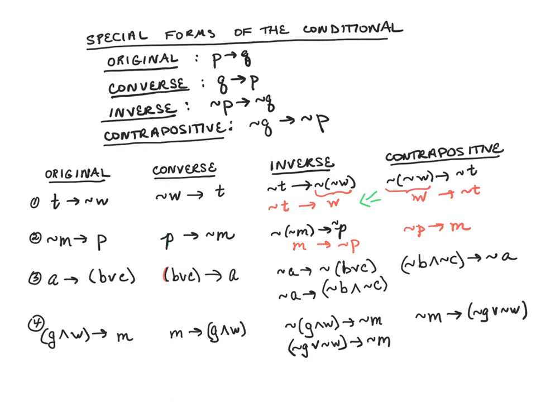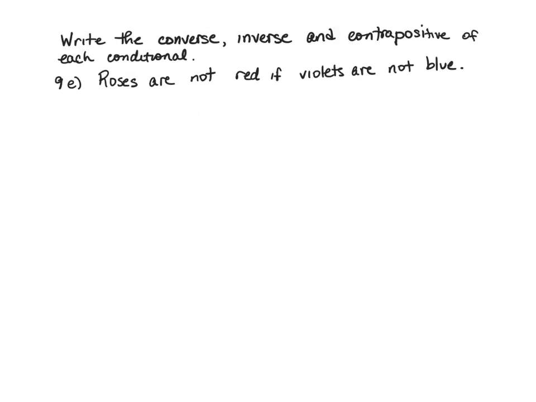All right, let's go on. Let's practice writing the converse, inverse, and contrapositive of this conditional statement, which is on your worksheet number 16. It is 9E. And the original statement, I wrote it here anyway, is roses are not red if violets are not blue.